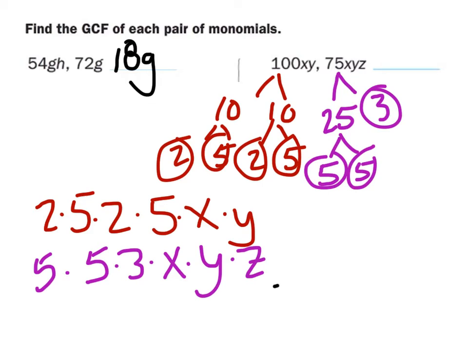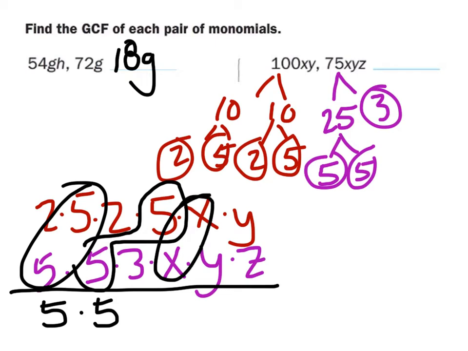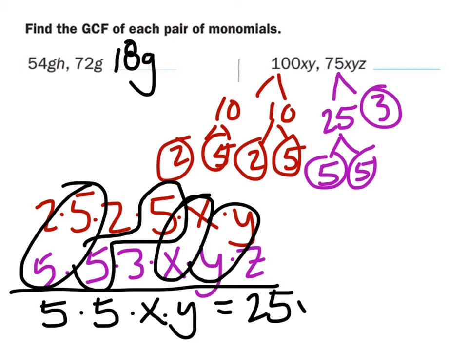All right, common factors. Well, let's circle them. 5s. 5s. x. y, twice. Bam. What's 5 times 5? Is there 2s in common? Oh, wait, no. It's a z, sorry. Yeah. 5 times 5, 25, times x times y. Done.